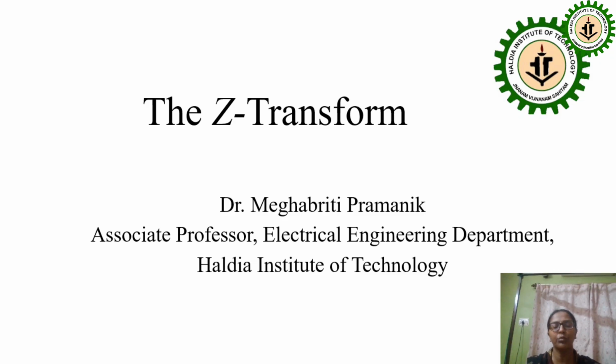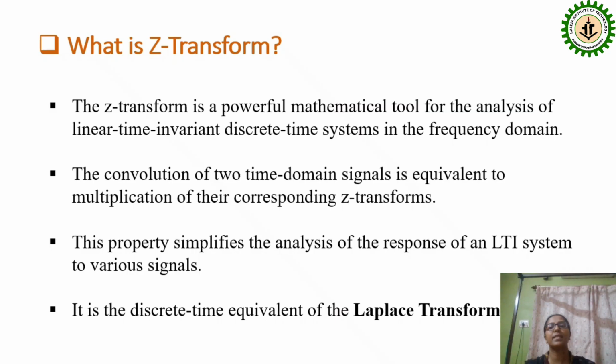Before going to the topic, what is Z transform and how it is applied in signal processing, at first we have to know what Z transform basically is. Basically, the Z transform is a powerful mathematical tool for analysis of linear, time invariant, discrete time systems in the frequency domain. That means if you have any type of signal, it may be continuous time or discrete time, but the Z transform converts a continuous time domain signal into discrete time, and the signals would be linear and time invariant.